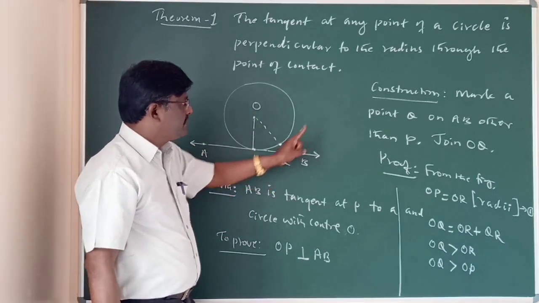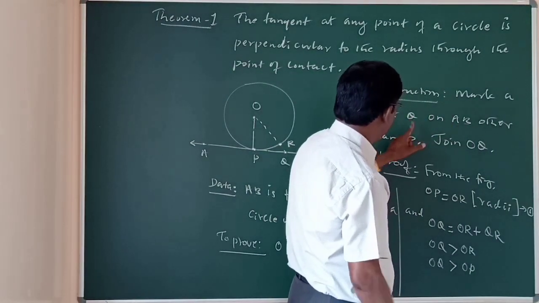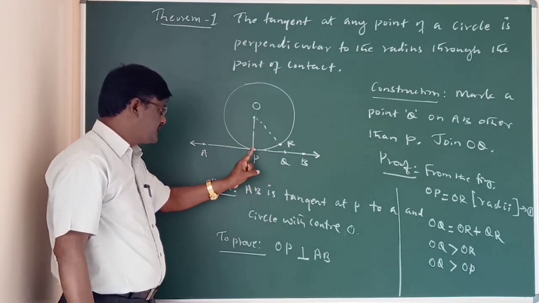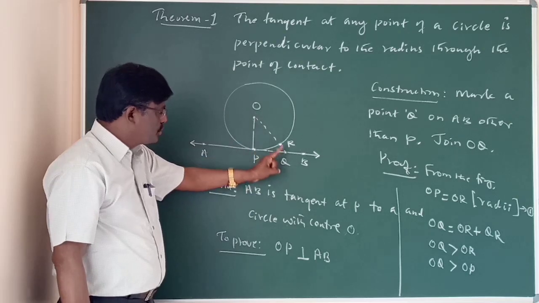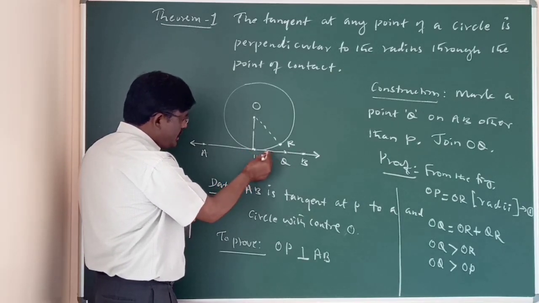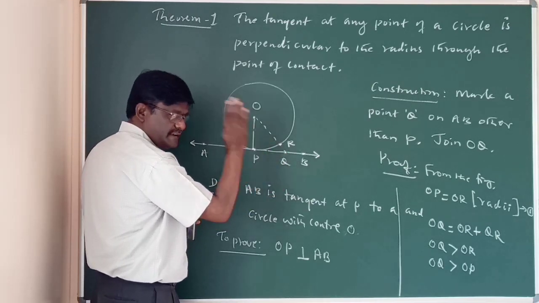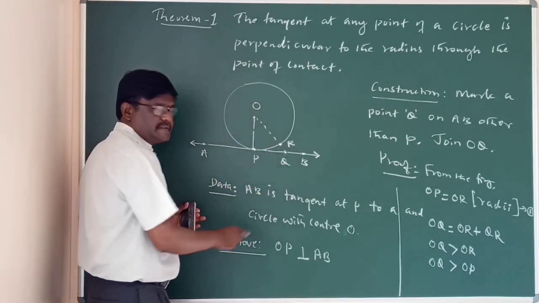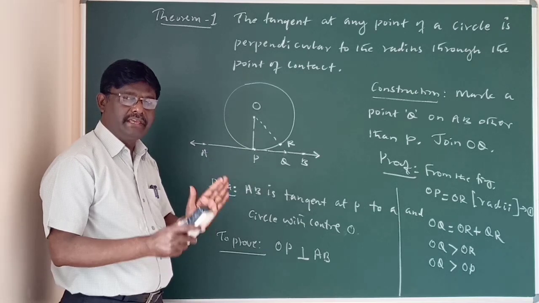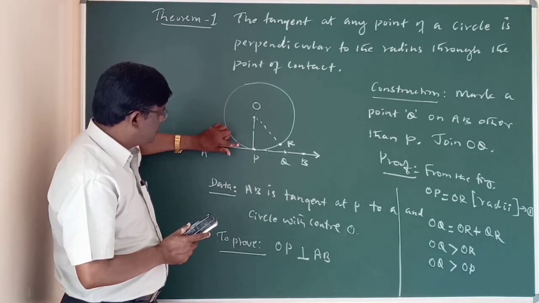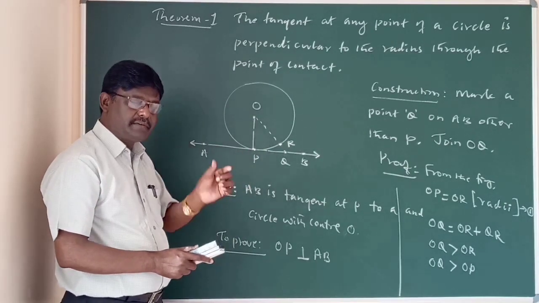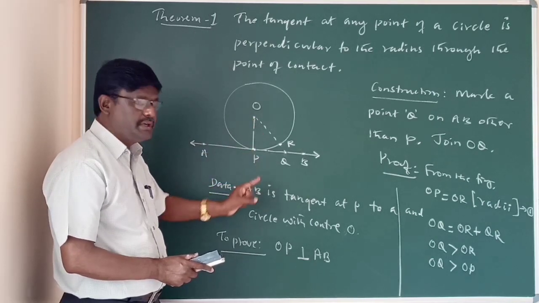This means what? In the construction we have taken a point Q on AB other than P, so Q represents all the points except P. Therefore OQ is greater than OP whichever point you take. This means OP is the shortest line drawn from O to AB. From a given external point to a given line, many lines can be drawn, and among them the shortest will be the perpendicular.